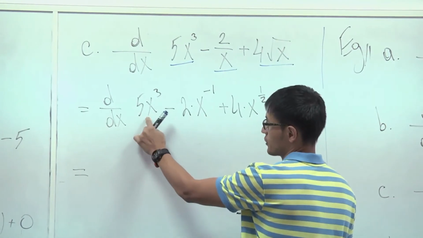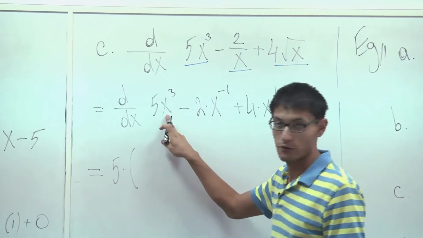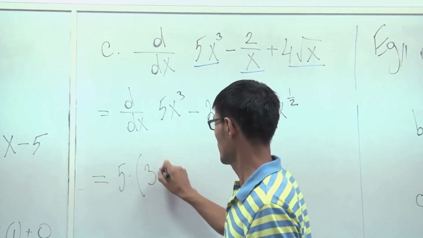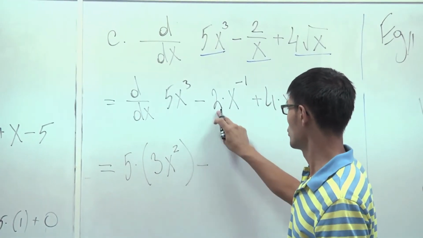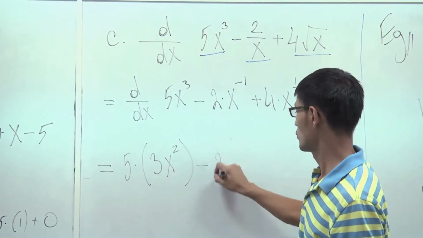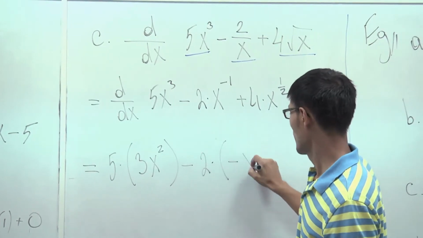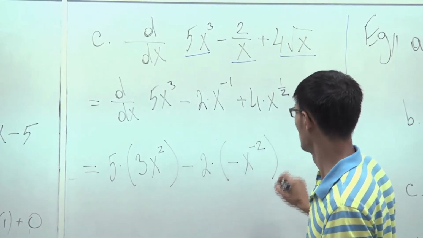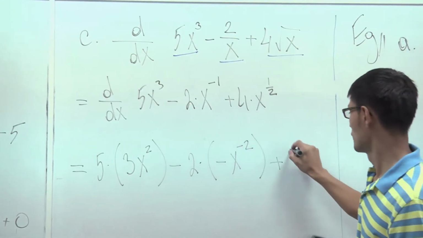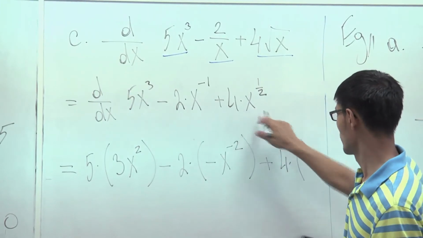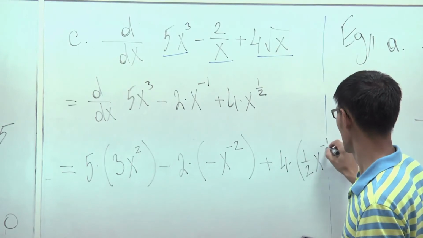Starting with 5x cubed, don't touch the 5. Only take the derivative of x cubed. That's equal to 3x squared. Next, we have minus 2 times x to the minus 1. Don't touch the 2. Only take the derivative of x to the minus 1. So that's minus x to the minus 2. And then plus 4x to the 1/2. Don't touch the 4. Only take the derivative of the function. So we get 1/2 x to the minus 1/2.